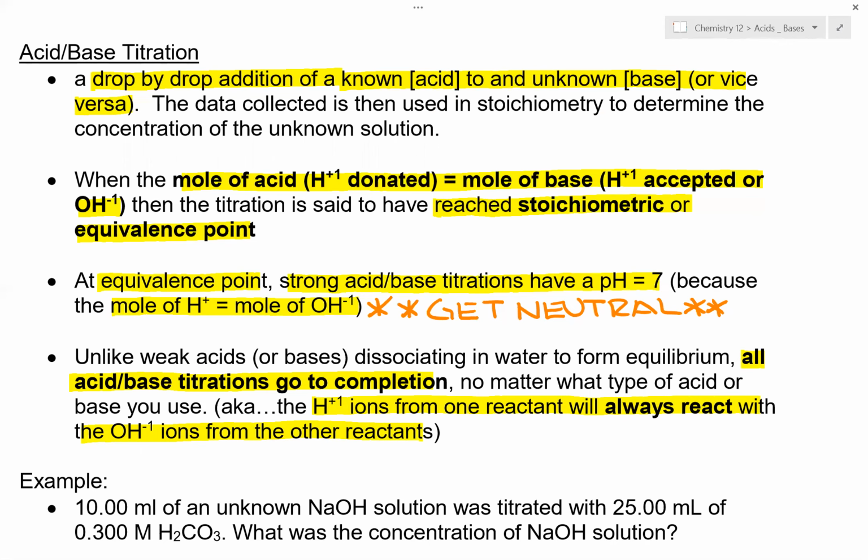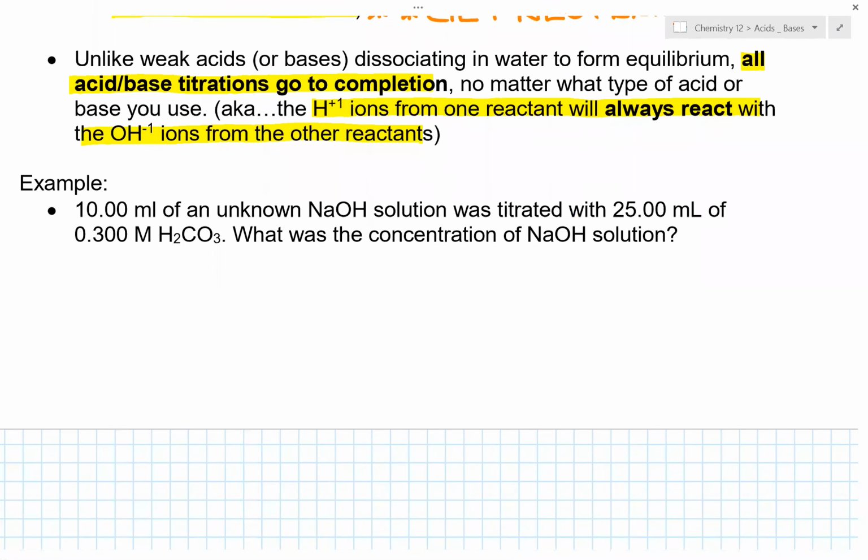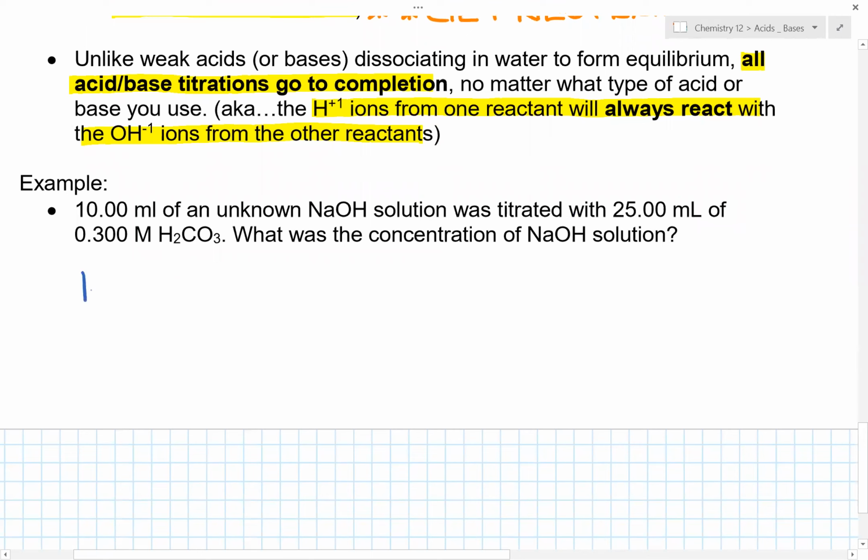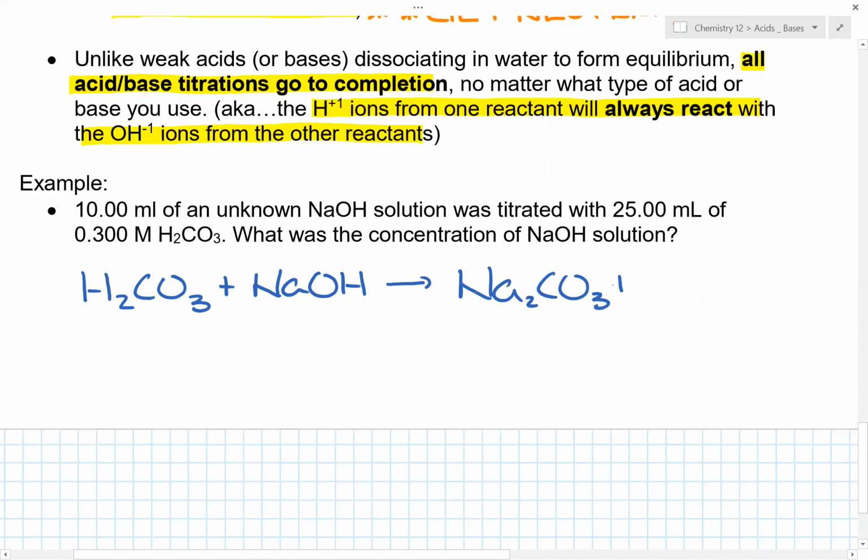Now, let me give you an example question here. It says 10 mL of an unknown NaOH solution was titrated with 25 mL of H2CO3. What's the concentration of the NaOH solution? Well, first of all, you write the equation. H2CO3 plus NaOH gives you Na2CO3 and H2O.